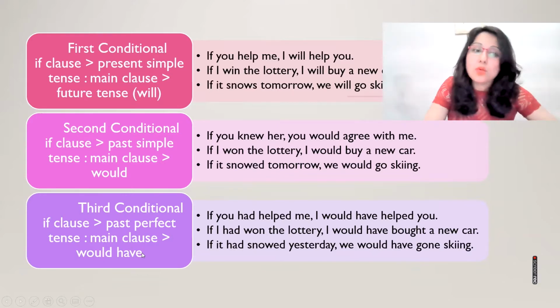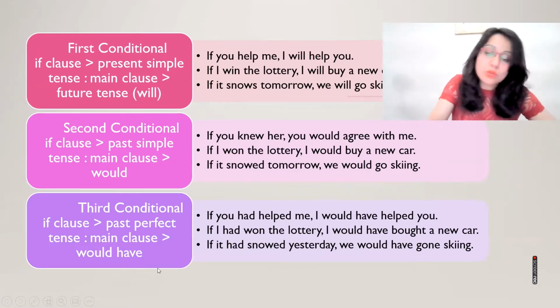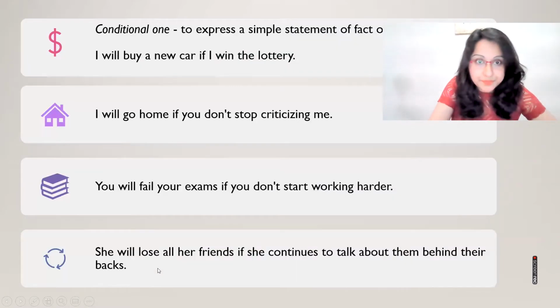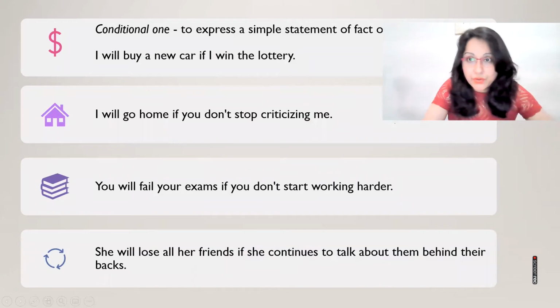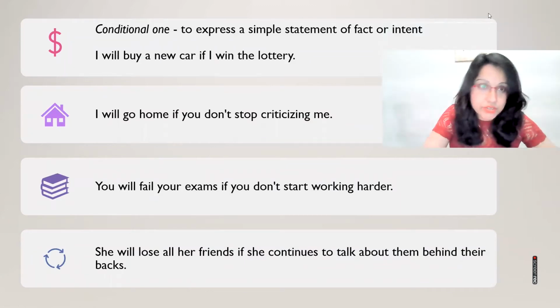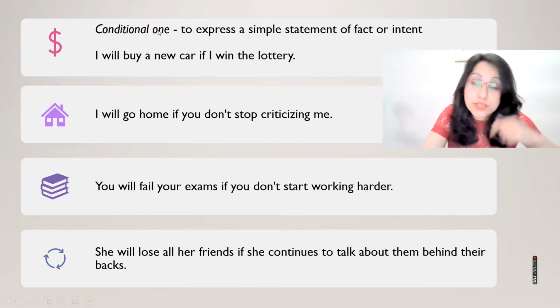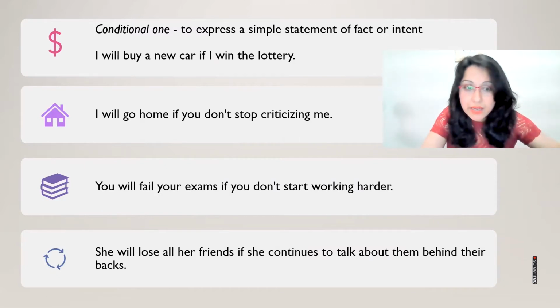All right, this is how we form our three conditionals, first, second, and third. And now we will look at their uses and how they are different. Okay, so starting with our first conditional. We've looked at it before. So today I am going to be looking at all three of them together again.